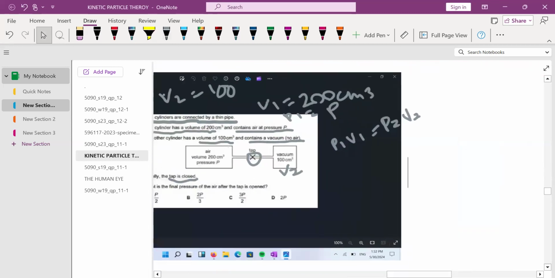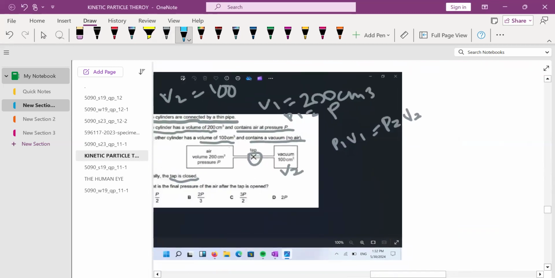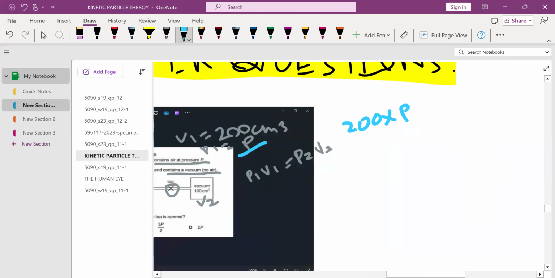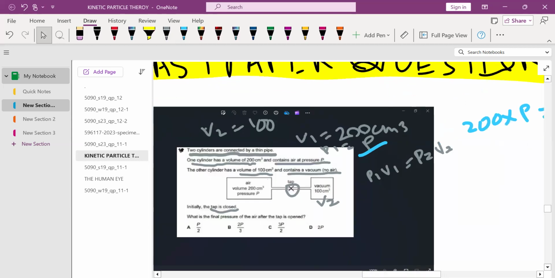Let's do the working here. So V1 is given 200, and the pressure is P. So 200 into P equals P2 V2. We need to find the P2, the final pressure, and the volume. They are asking what will be the final pressure when the tap is open. It is written here that the final pressure of the air after the tap is open.